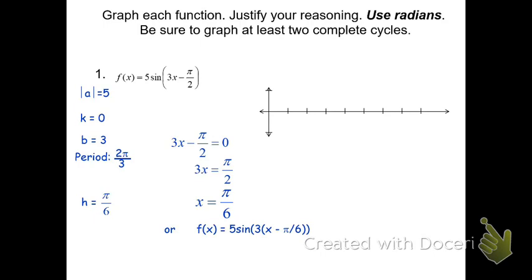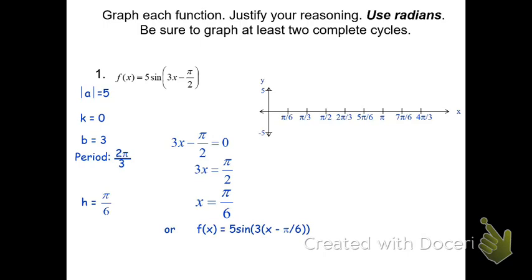To scale the graph, I see that the period is going to be 2 pi over 3. That means the full cycle, or my fourth tick, is going to be my 2 pi over 3 mark. Half of 2 pi over 3 is pi over 3. That would be the half cycle. And then half of pi over 3 would be pi over 6. That's going to be the quarter cycle, or the first tick.